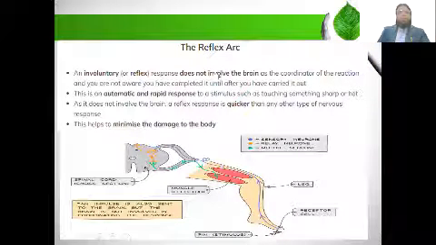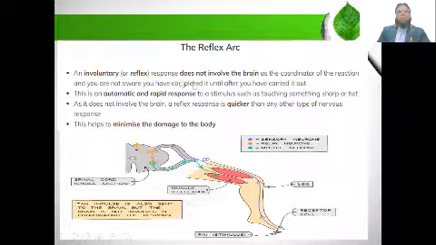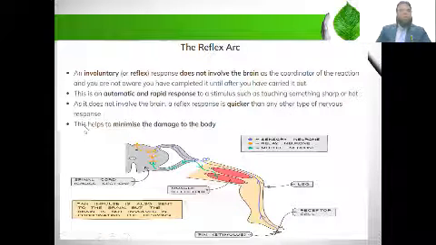Now come to the next topic, the reflex arc. What is the reflex arc? An involuntary or reflex response does not involve the brain as the coordinator of the reaction, and you are not aware you have completed it until after you have carried it out. This is an automatic and rapid response to a stimulus such as touching something sharp or hot. As it does not involve the brain, our reflex response is quicker than any other type of nervous response. This helps to minimize the damage to the body.